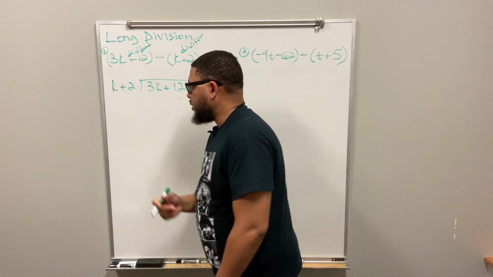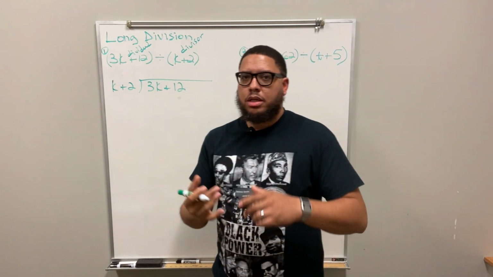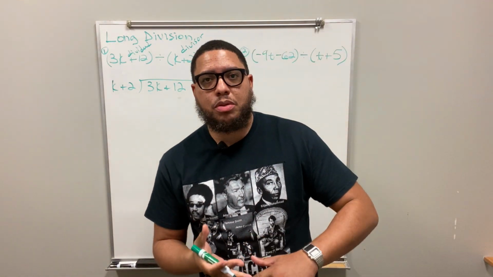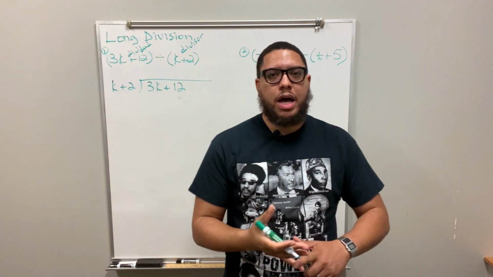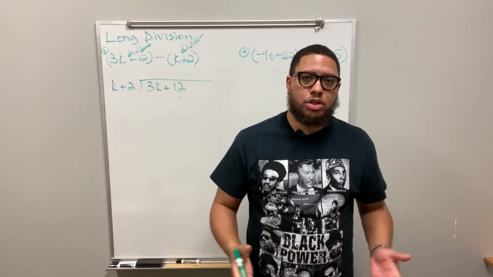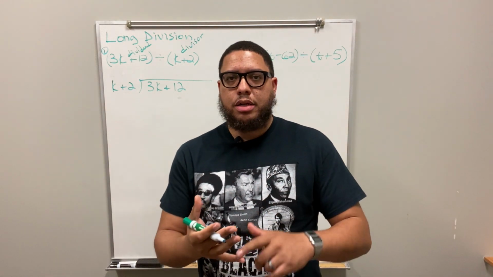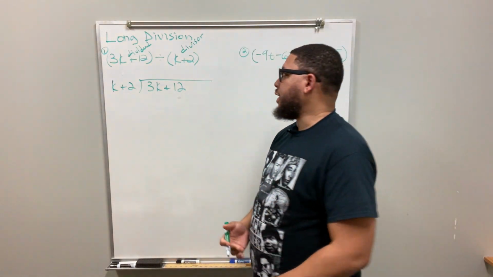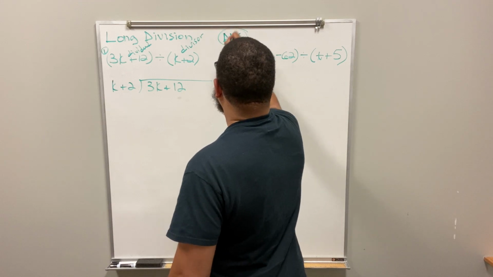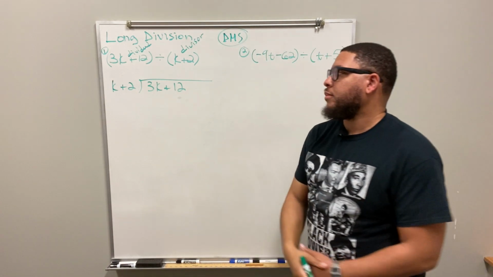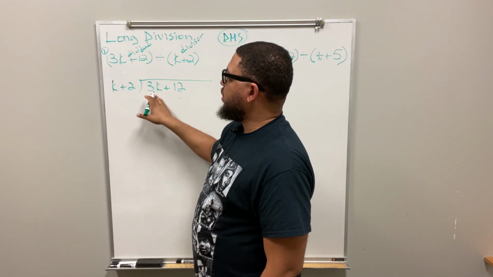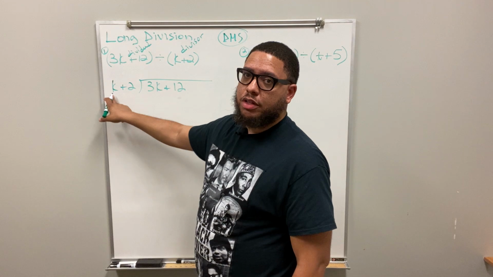Here's what we do. It's like a 3-step process, and it's a pattern that you should memorize. It goes divide, multiply, then subtract. Divide, multiply, then subtract until you run out of terms. Once you run out of terms, then you're finished. But you divide, multiply, and subtract. DMS. All right? Divide, multiply, and subtract. Now, what do you divide? So you divide the first term of the dividend by the first term of the divisor.